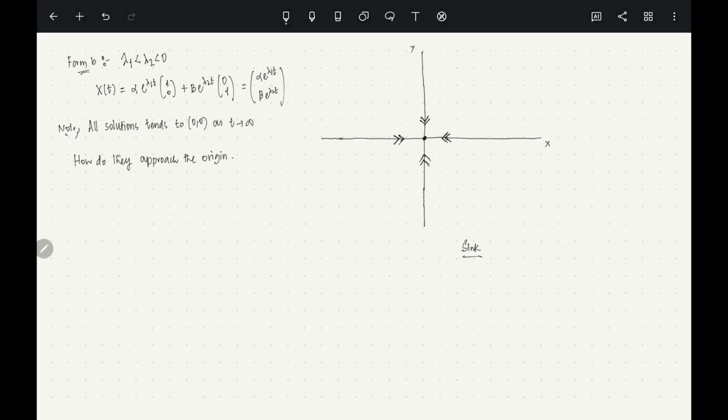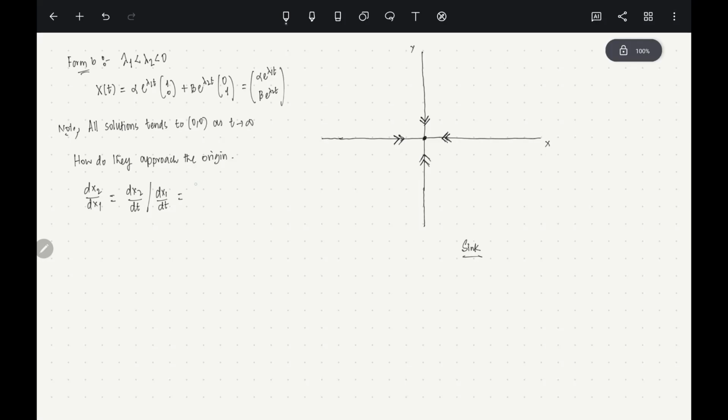To do that, we are going to write down dx2 by dx1. Let's look at it. Given any point on the curve, we want to look at the slope. So what is the slope of the solution? That is given by dx2 by dt divided by dx1 by dt. This is your general usual thing, so I'm just writing it like this.